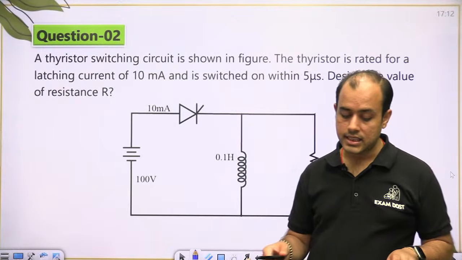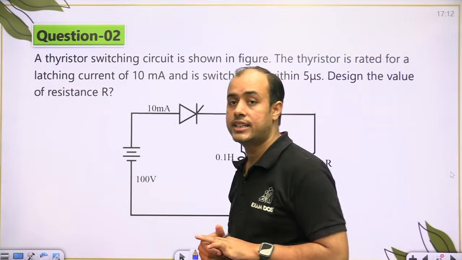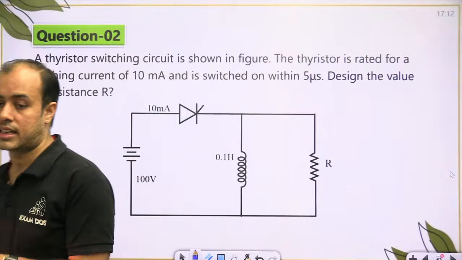You need to design the value of R if the latching current is 10 milliampere. Try this.